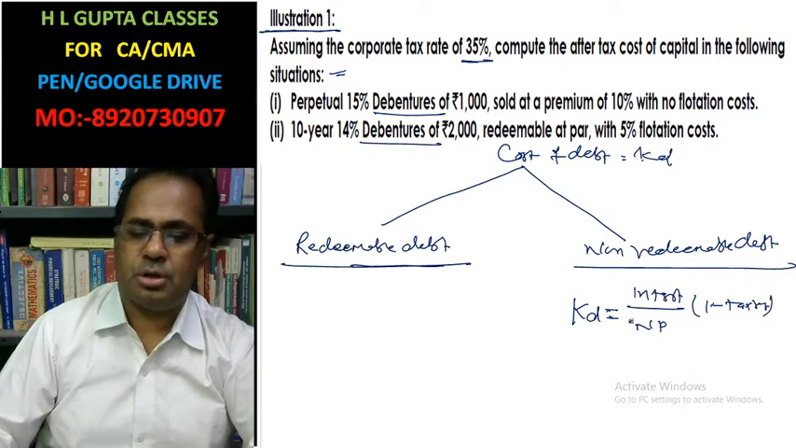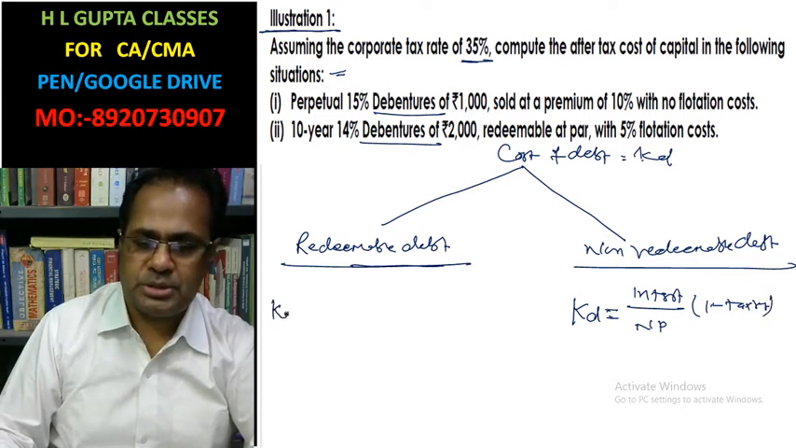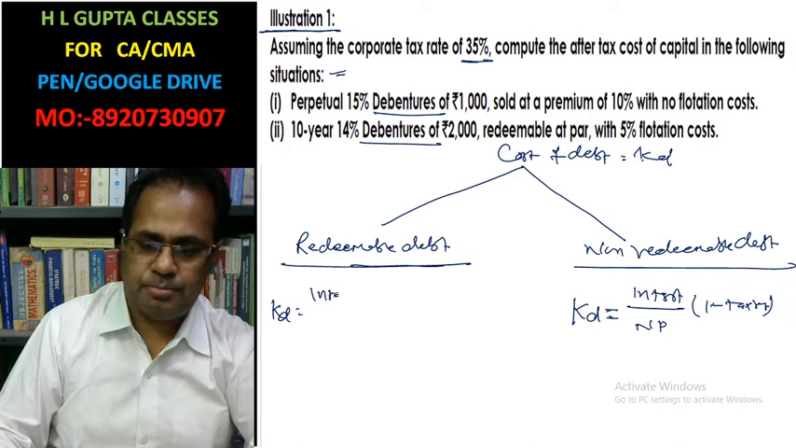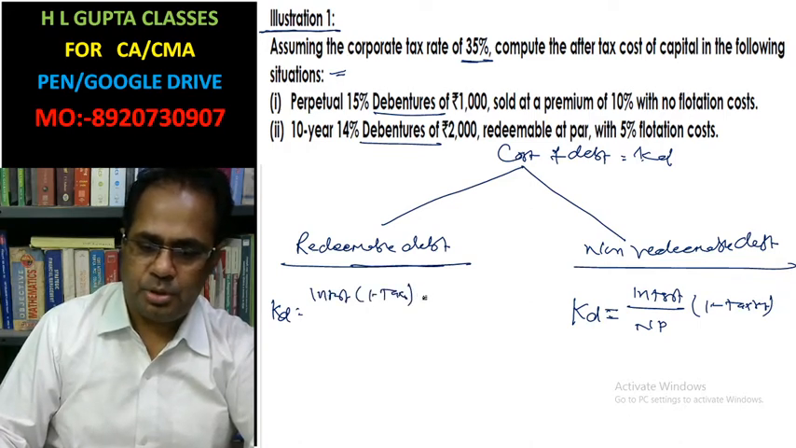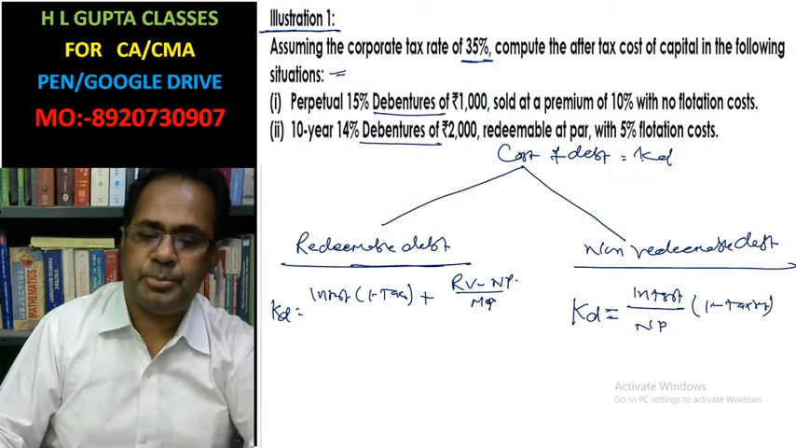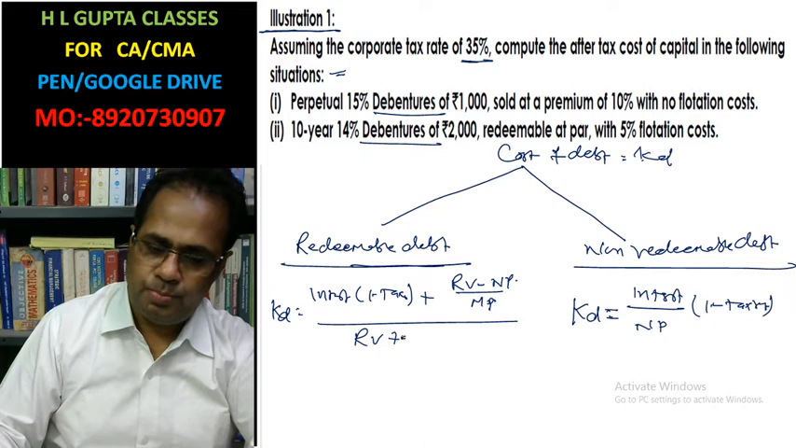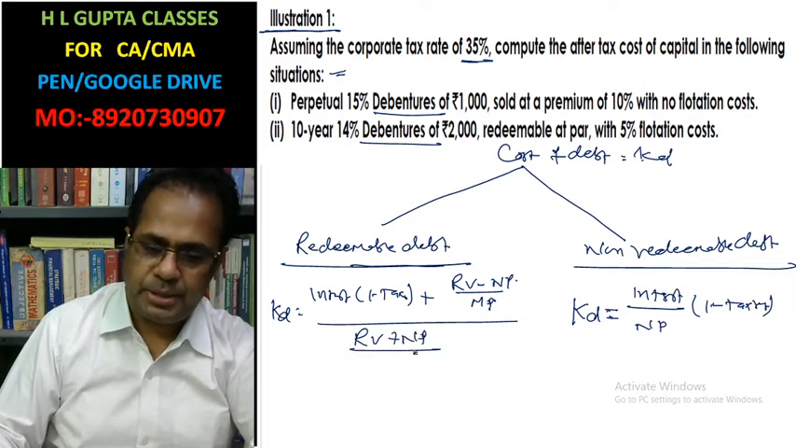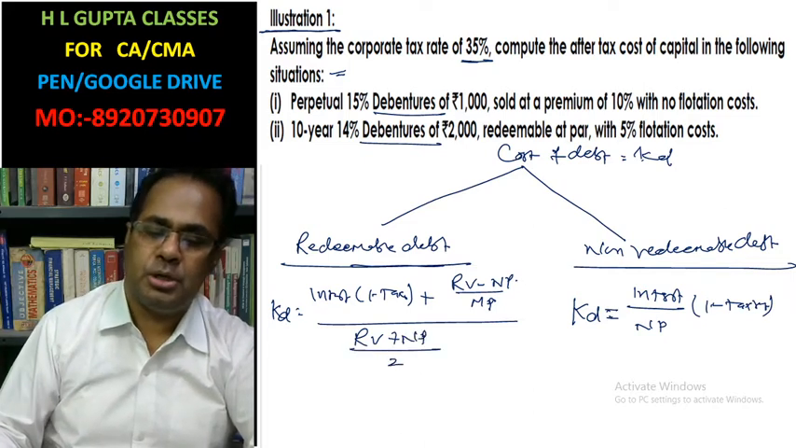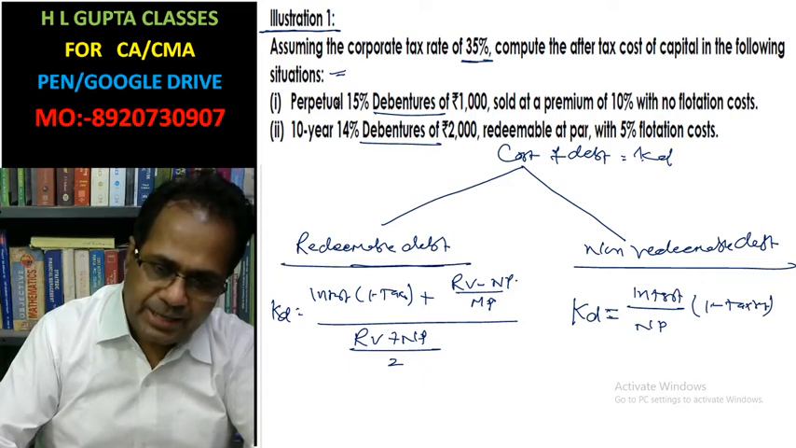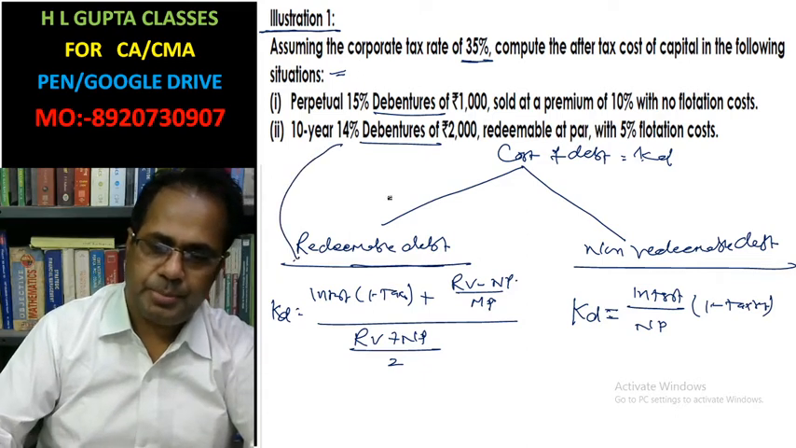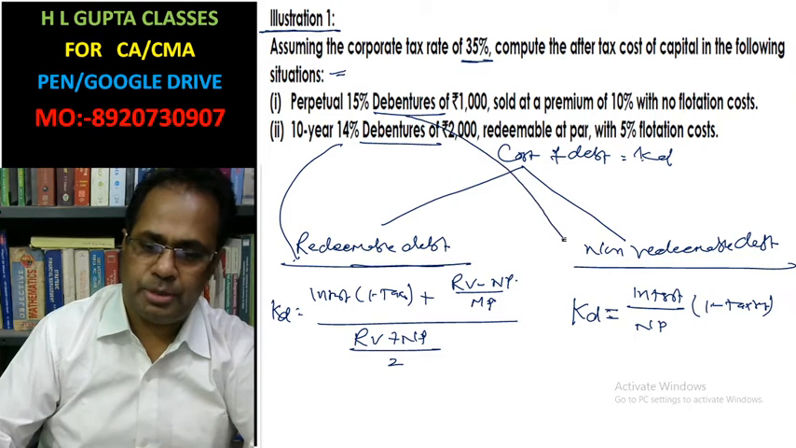The concept is already taught by me. For redeemable debt, it is the interest times 1 minus tax rate, plus redeemable value minus net proceed divided by maturity period, all divided by redeemable value plus net proceed divided by 2. This is the formula. The second part is based on the redeemable debt and the first part is based on the non-redeemable debt.